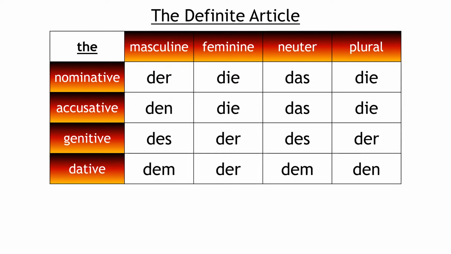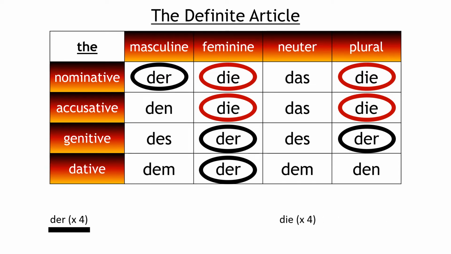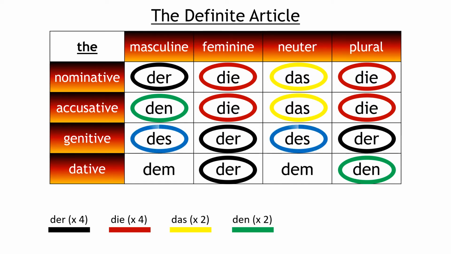Now, in this table we can see that German has 16 distinct uses of the definite article, and within these 16 distinct uses you will find that there are 6 different spellings. Let's highlight these. The word der comes up 4 times. The word die comes up 4 times also. The word das comes up twice. The word den also comes up twice. Des comes up twice. And dem comes up twice.